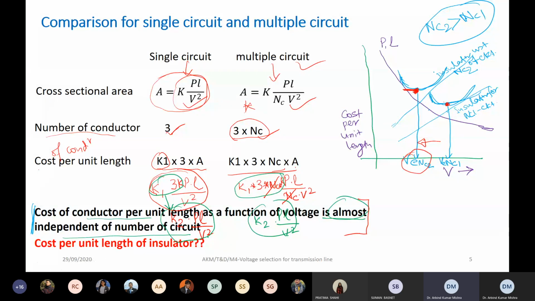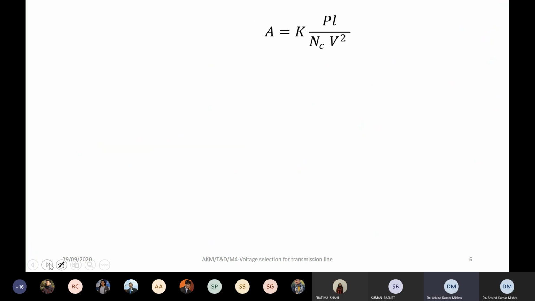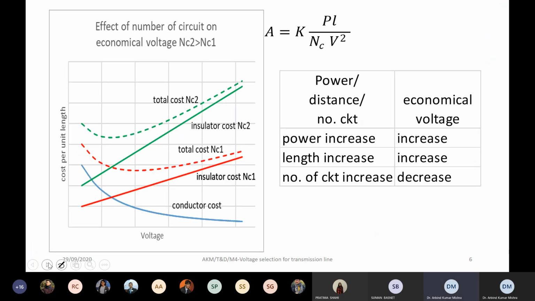Of course, it is very obvious that you have to transmit the same power and you are reducing the voltage. That means the total current carried by the conductors will be higher. The only difference with the multiple or double circuit is that previously it was divided into 3 conductors, and now it will be divided into 6. So the total current increases, and that's why the total conductor cost will increase. Okay. Now the same thing I have formally plotted just yesterday with the help of Excel.